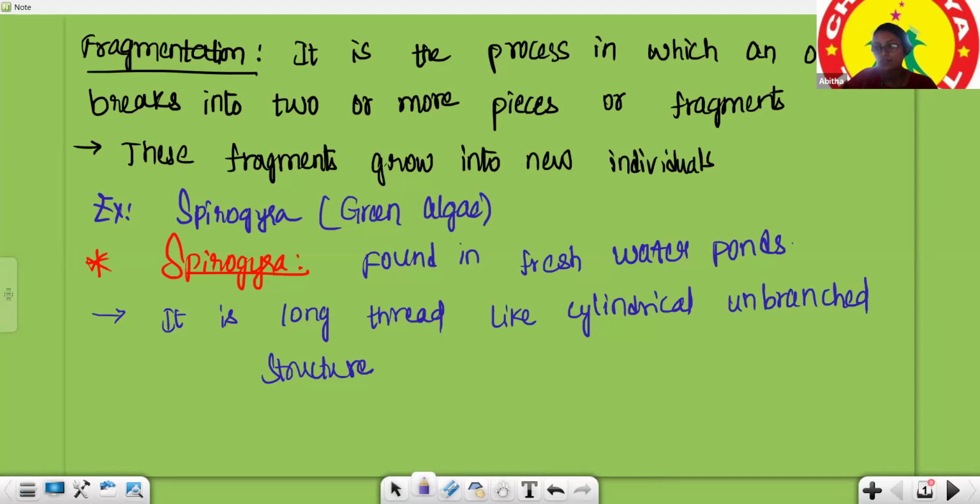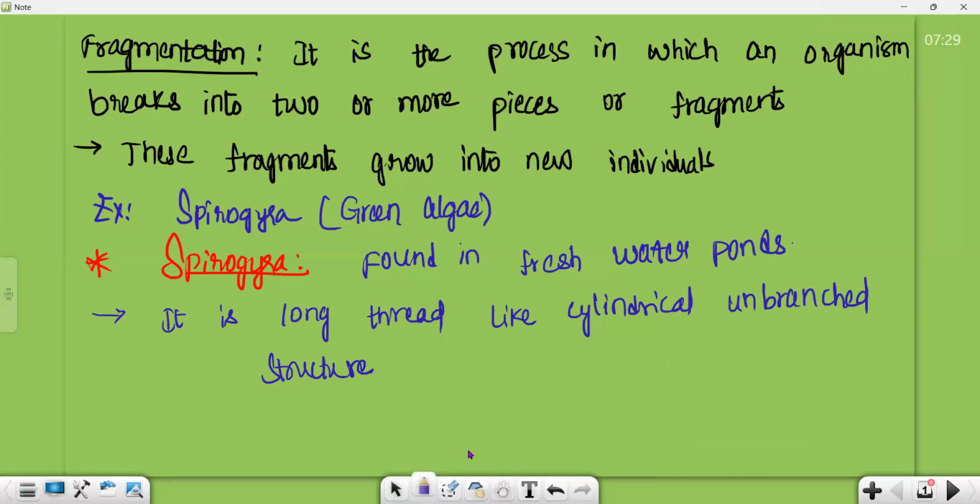So Spirogyra is found in freshwater ponds. Its structure is like a long thread, cylindrical, unbranched. Unbranched means it is just a cylindrical structure. In this, you cannot find any branches. It is simply the structure. Whenever I show you the structure, I'll explain it.